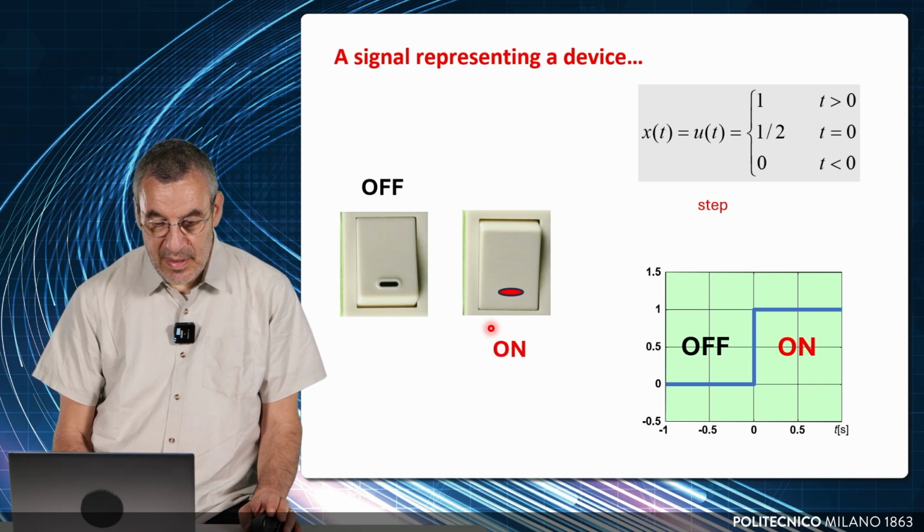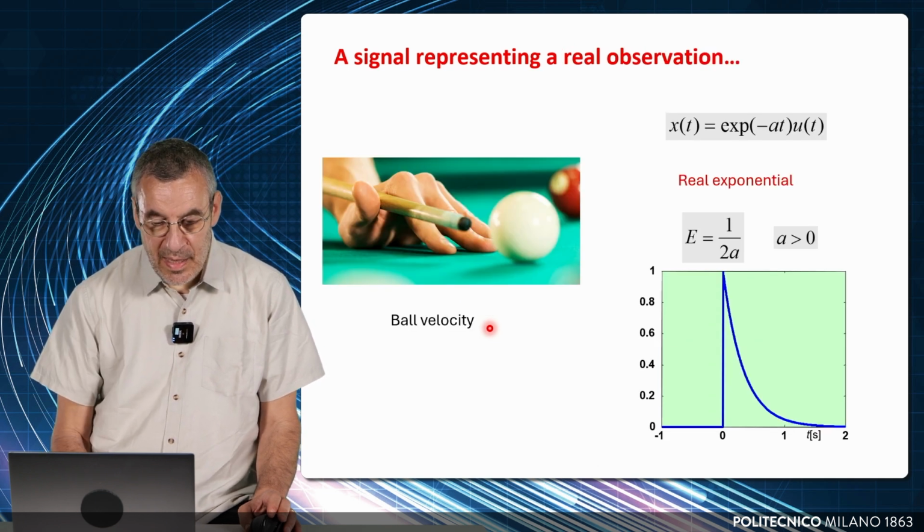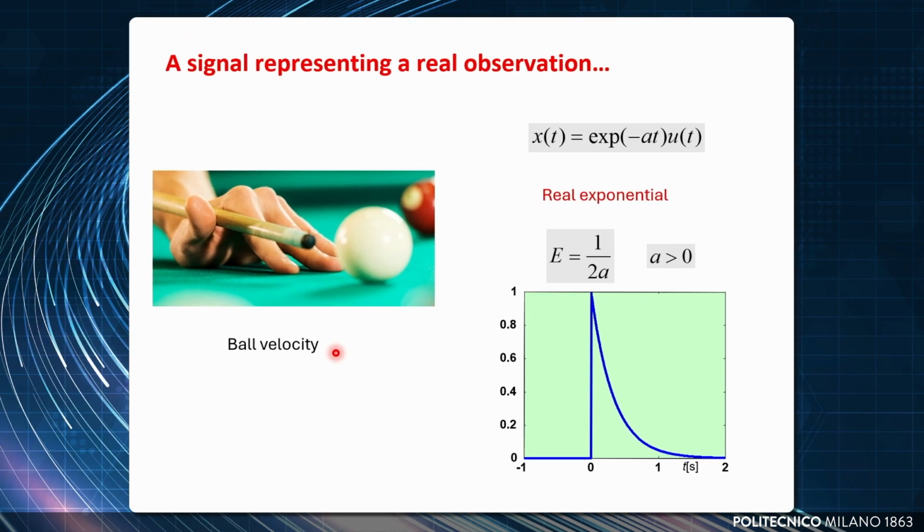Another kind of elementary signal is used to represent some observations. Suppose you have a ball on a billiard mat and you want to describe the velocity of this ball during the rolling. Due to the friction, the velocity of this ball will go down like an exponential, a real exponential. And this elementary signal, this real exponential, explains many physical processes.